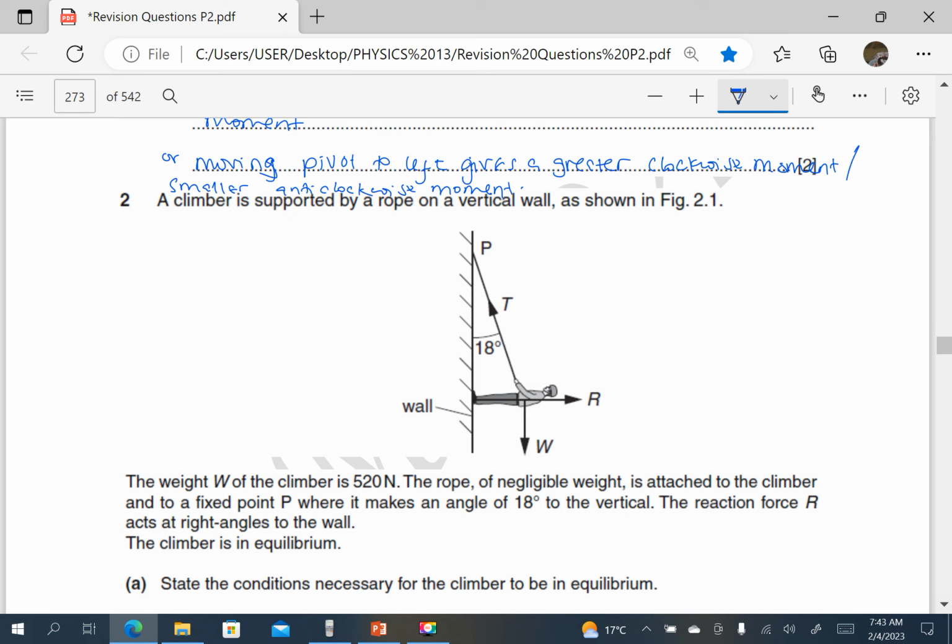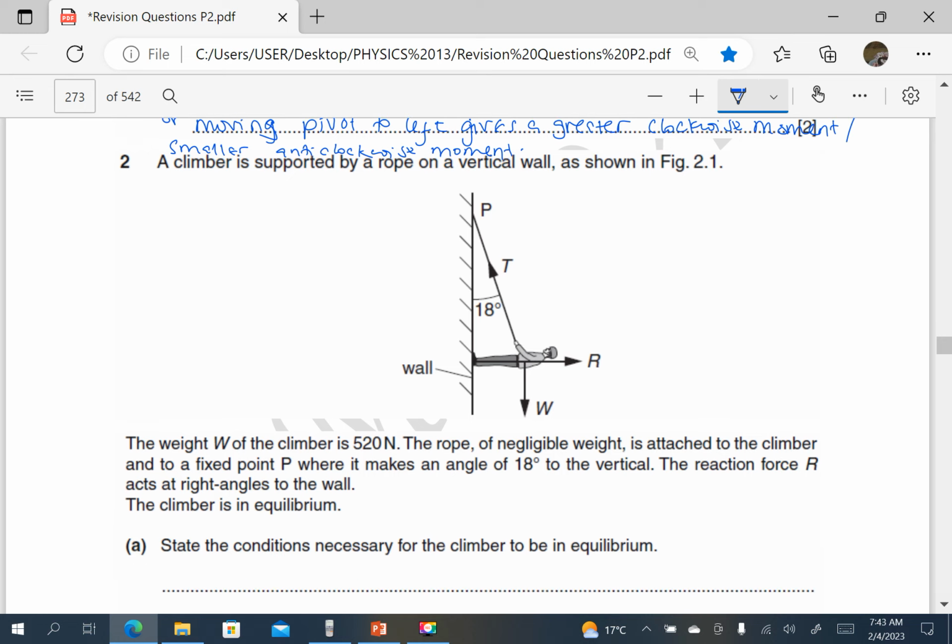A climber is supported by a rope on a vertical wall as shown in the figure. The weight W of the climber is 520 newtons. The rope of negligible weight is attached to the climber and to a fixed point P, where it makes an angle of 18 degrees to the vertical. The reaction force R acts at right angles to the wall.